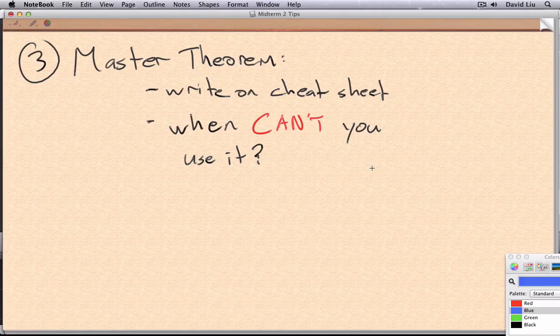Okay, the master theorem. One more reminder, write it on your cheat sheet because it's not going to be provided to you on the midterm. Most of you seem to be pretty good at using the master theorem. Make sure you're also aware of when you can't use it. So don't fall into a trap of thinking, oh, well, I can just use it all the time, because you can actually only use it for a very specific type of recurrence, which may or may not come up on the midterm.